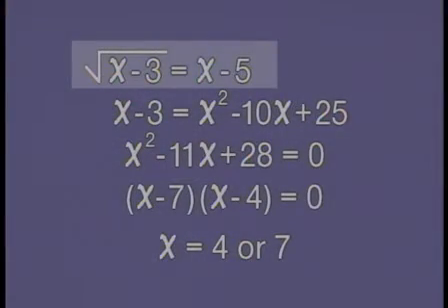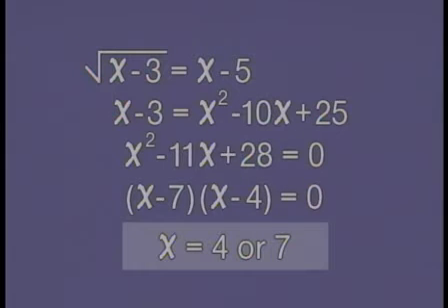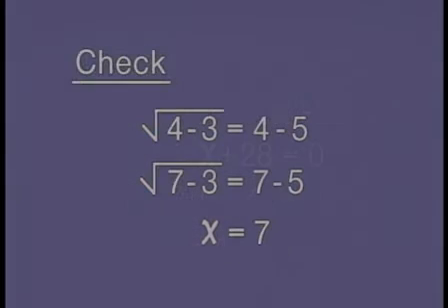This equation looks very similar. That is, you have a square root equal to a linear term. The square root of x minus 3 equals x minus 5. We square both sides. We have a quadratic. We move everything to the left side, and we get quadratic equal to 0. We factor, set each factor equal to 0, and as seen in the last line, we get the solution x equals 4 or x equals 7. In the next visual, we show the check of these two solutions.